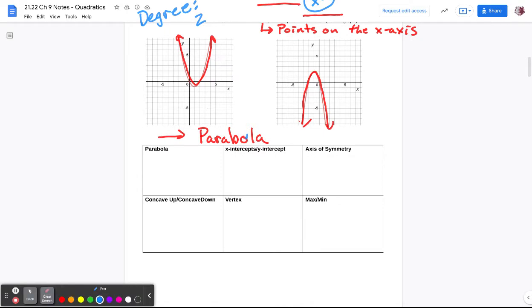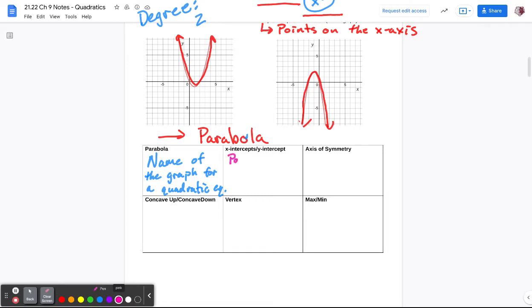The next thing we'll talk about here is some basic vocabulary. So as we talk about our vocabulary, the first thing, parabola, that's going to be the name of the graph for a quadratic equation. So anytime we have these U-shaped graphs, those are always going to be called parabolas. So parabola is the name of the graph for a quadratic equation.